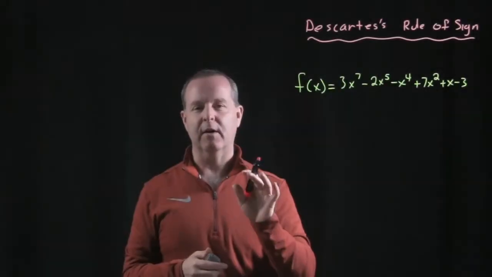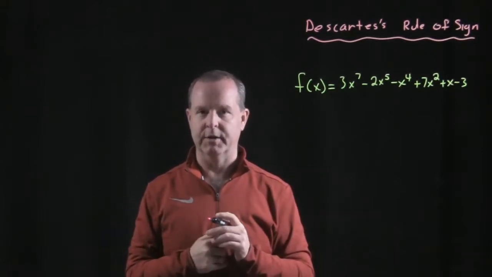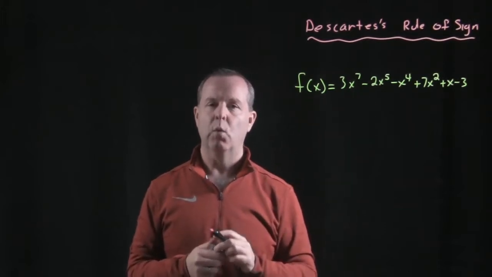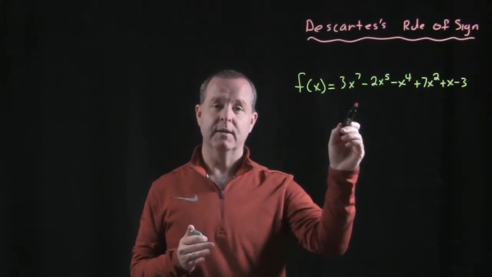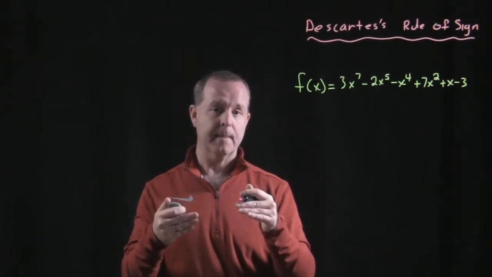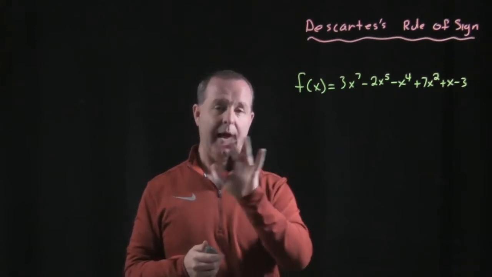Well, we're going to be able to thank our buddy Rene Descartes for this next little tool to help us narrow our search. He developed what we now call Descartes' rule of signs, which tells us that if we have a function, we can determine the number of positive real zeros or the number of negative real zeros. So how do we do that?